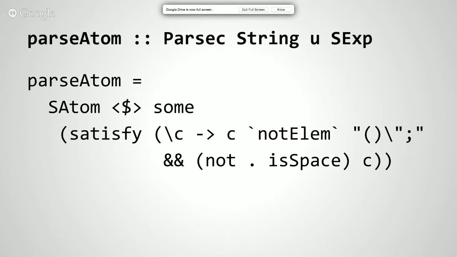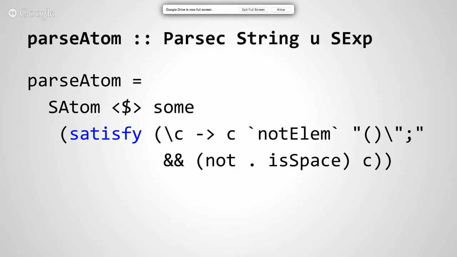So when we see parse atom and this collection of symbols, what does it mean? Well, we have S atom fmap, so we're fmapping the S atom constructor over sum. Remember that sum takes a parser and returns the parser that will parse at least one of that thing. So it's like the plus in a regex. And then we have satisfy, and we don't know what satisfy is.